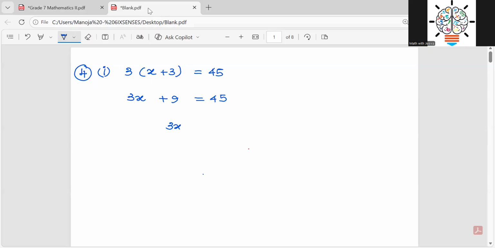So then I keep 3x here and I bring that 9 to the other side, that is negative 9, right? So then I have 3x equal to, what is the answer? From 45, when you deduct 9, it is 36. 3x means 3 times x. If you want to keep x alone, you send that times 3 to the other side as division by 3. The answer is x is equal to 12. Right? So this is the answer.